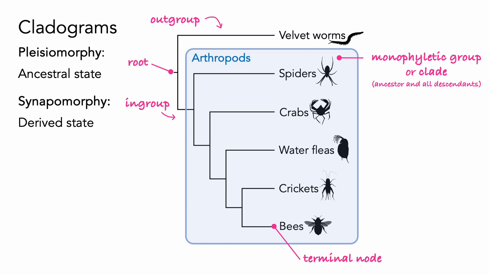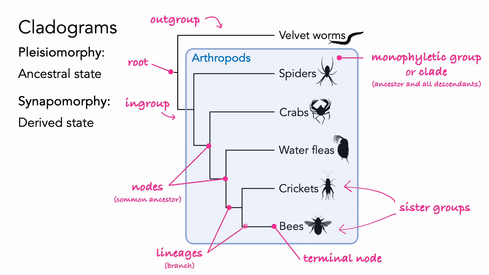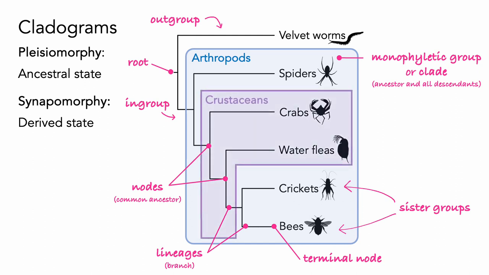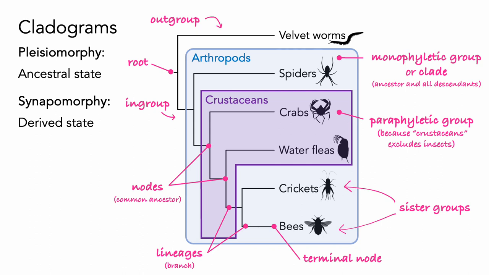When two groups are more closely related to each other than they are to the others in a tree, we call these sister groups. And tracing back each group, we can find our most recent common ancestors located at each node. The branches themselves represent lineages. Sometimes a group might exclude a subset of its descendants. For example, insects aren't generally considered to be crustaceans, even though they evolved from within that group. This means that crustaceans, without insects, would be paraphyletic and therefore an invalid taxon. But considering insects separate from crustaceans is certainly fair, considering how different those two groups are.